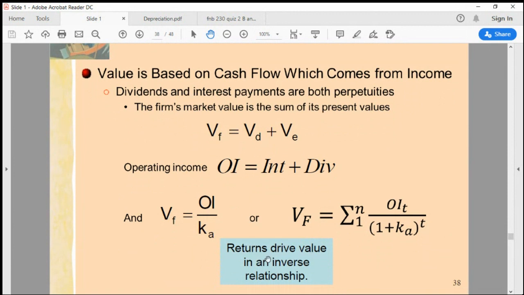So returns drive the value in an inverse relationship. Well, this is something we already know. They put it just like this, but what does this mean? Returns, this cost of capital. Value is an inverse function, a reciprocal, of the cost of capital. There's an inverse relationship between the value of the firm and the cost of capital. Makes sense? This goes up, this goes down. That's something we already know.